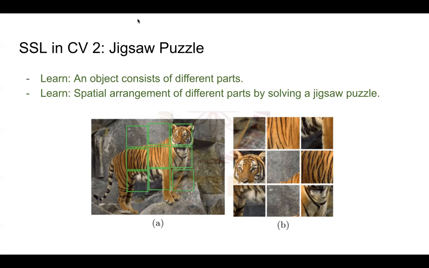Yeah, so the second one is the jigsaw puzzle. How the jigsaw puzzle works is that an object consists of different parts. What this model learns is that an object consists of different parts, and it also learns the spatial arrangements of different parts by solving a jigsaw puzzle.